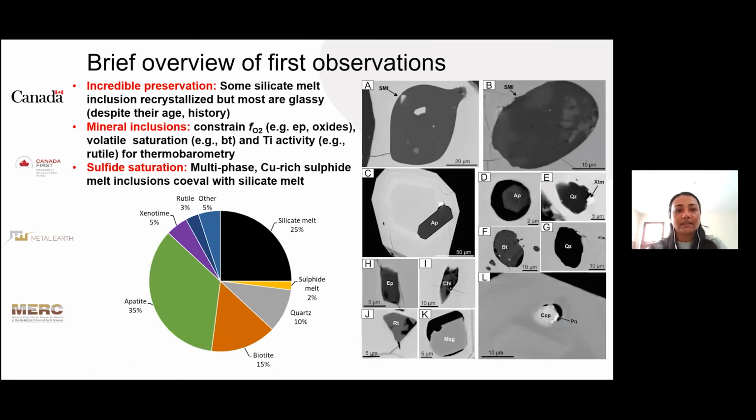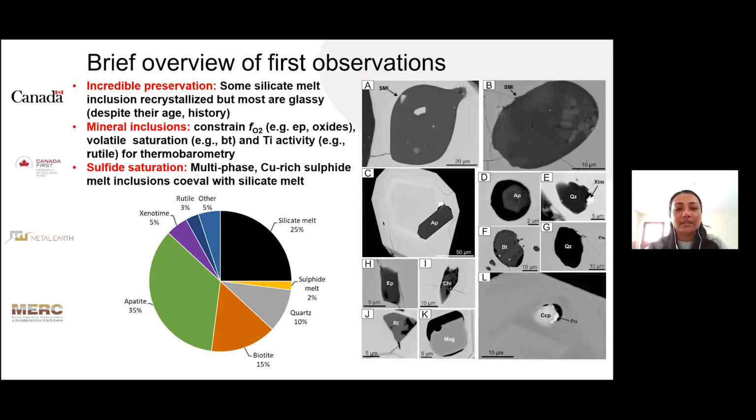Next slide, please. So just to give you a brief overview of some of the results I've observed so far. I've seen quite a number of silicate melt inclusions hosted in the zircon. Generally, most of these melt inclusions are well preserved as they show a glossy texture, but some of them have been recrystallized. There's also the presence of various mineral inclusions, mainly apatite. We see some biotite and quartz, and a few other mineral inclusions.